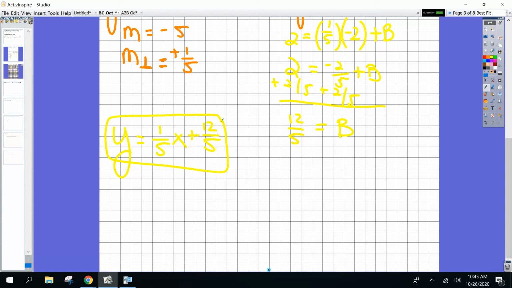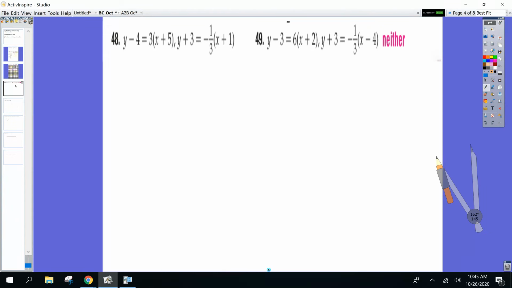I just went over all the types of problems, I believe. Do we have any issues with why 48 was perpendicular and 49 was neither? You've got to look at the slopes. This is in point slope form right now. If you wanted to distribute and move over the 4 to get it into y equals, that's fine. But also realize when it's in point slope form, the slope is right here. 3 and -1/3.